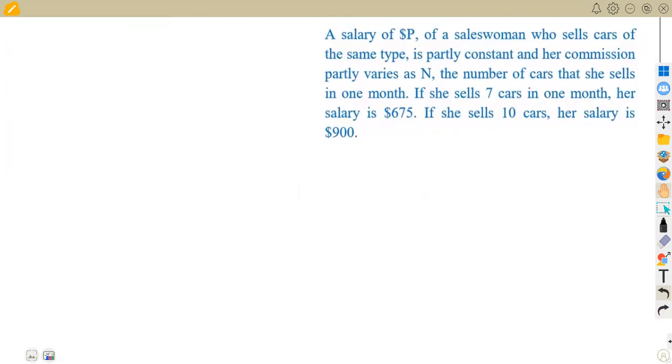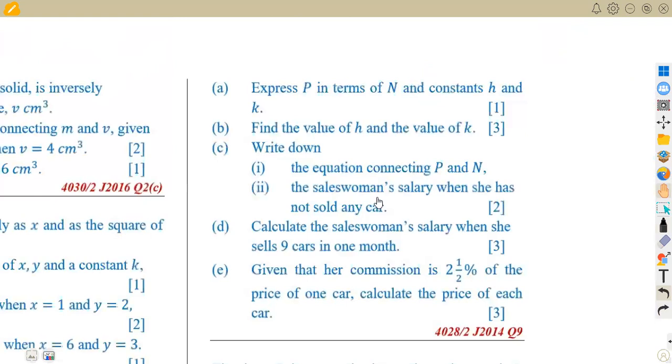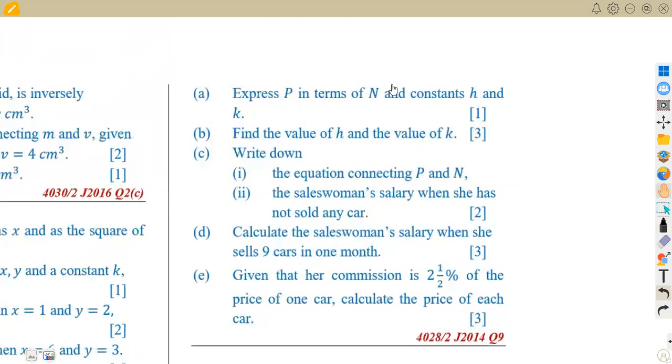Then on this question, we are given that the salary of $P of a saleswoman who sells cars of the same type is partly constant, and her commission partly varies as N, the number of cars that she sells in 1 month. All right. So in this case, we are given information, which is a partial variation again. Let us check the information that we're given so that we understand what we are supposed to do here. All right, so we're asked to express P in terms of N and constants H and K.